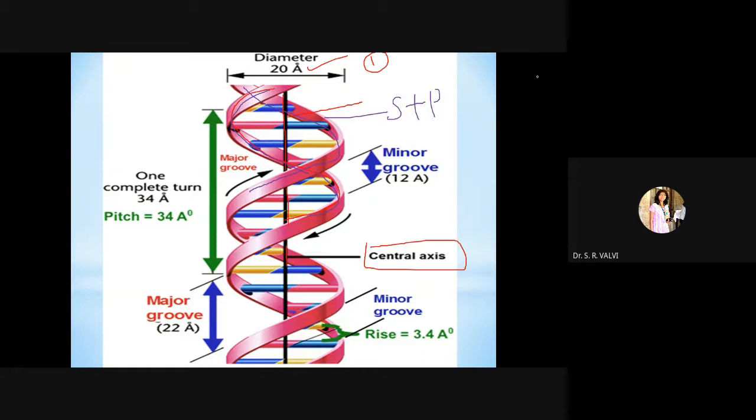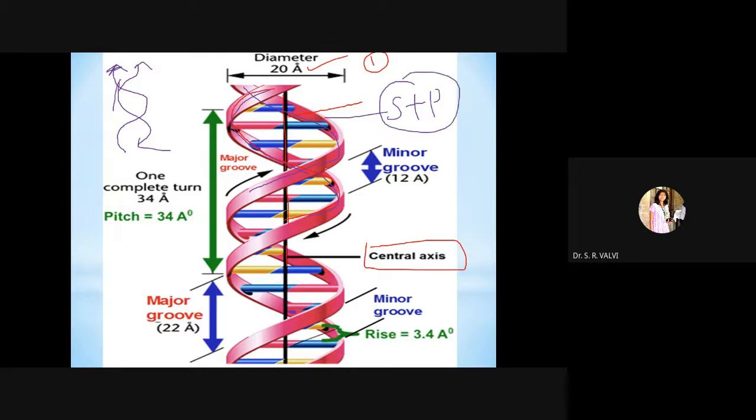anti-parallel, right? One is moving in this direction, which is going to start from this, and another will start from the other direction, likewise, right? So likewise these will run anti-parallel to each other, right? So here you can see this is the backbone, which is made up of sugar and phosphate, right?